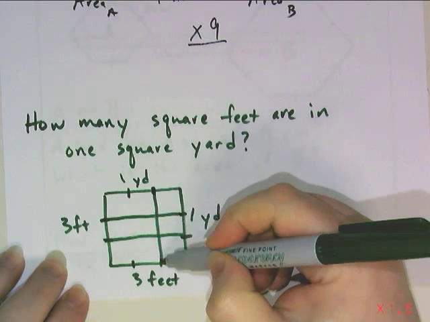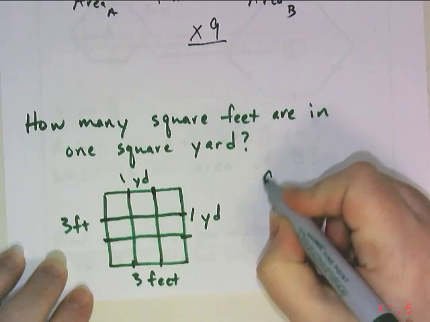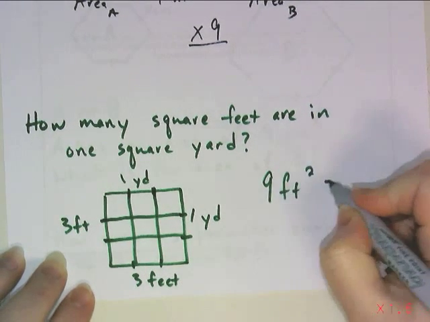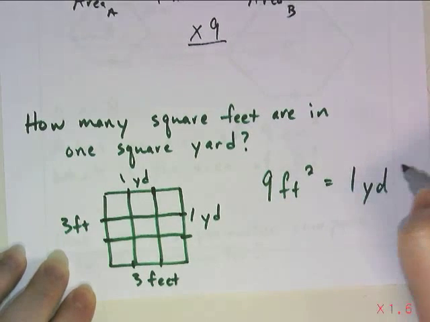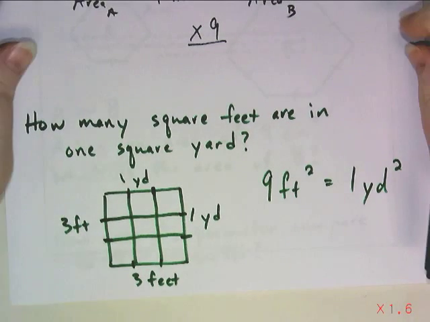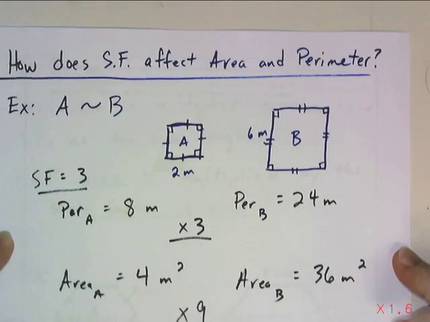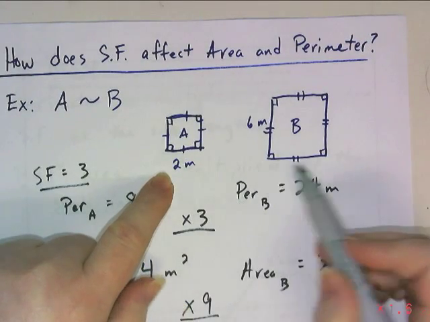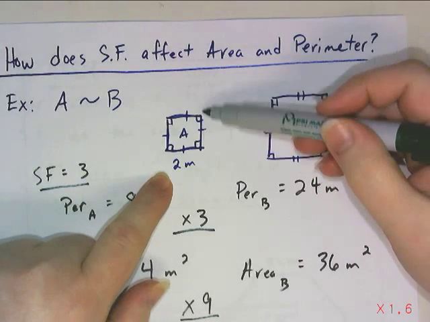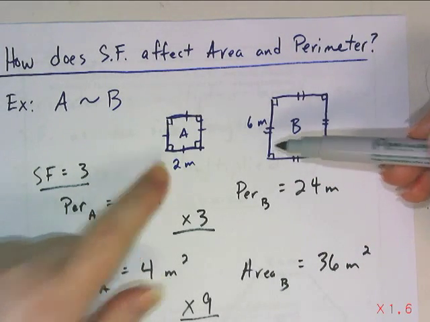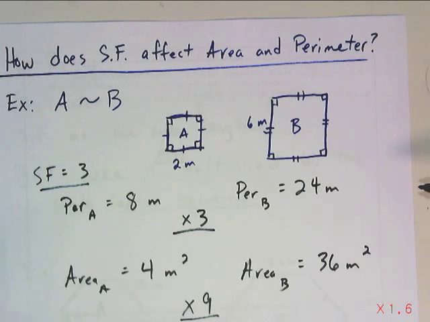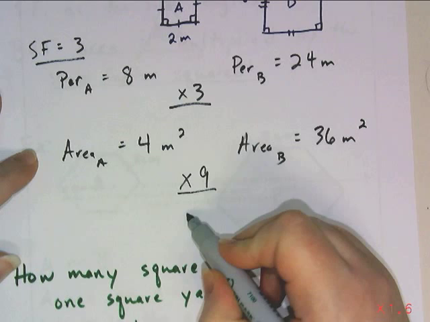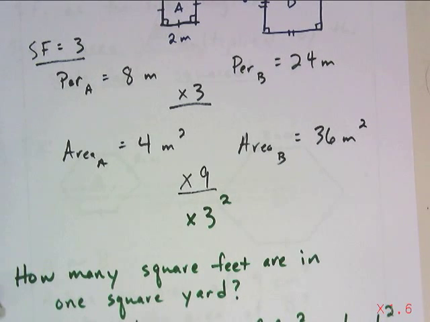Look what happens. 9 square feet equals 1 square yard. The same thing is happening up here, right? Because this side length has been multiplied by 3 and this height has been multiplied by 3, the overall effect to the area is that it's been multiplied by 3 twice. It's been multiplied by 3 squared. That's why the area gets 9 times bigger.